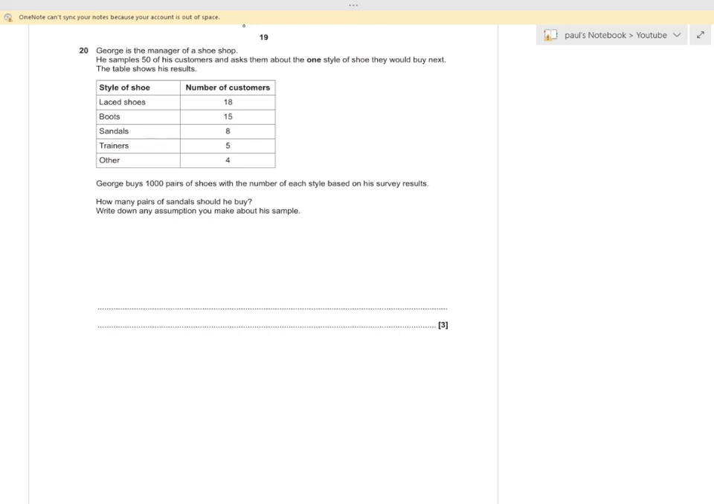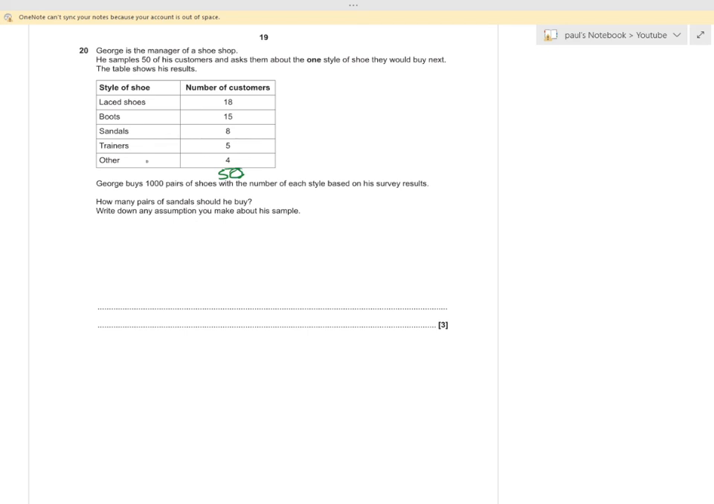Right. So let's add all these up. Let's add the customers up. So get 18, 28, 33, 41, and that is 50. So you had 50 customers, yeah? So there's 50 customers altogether.